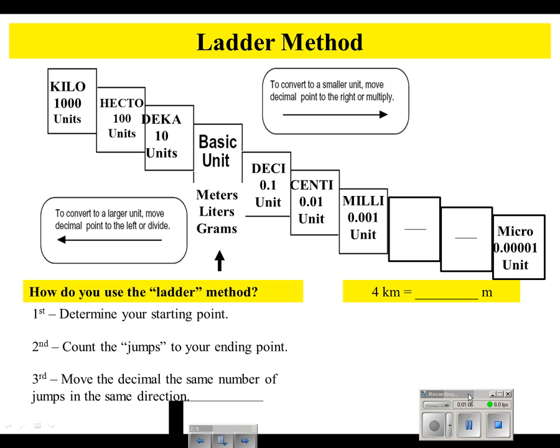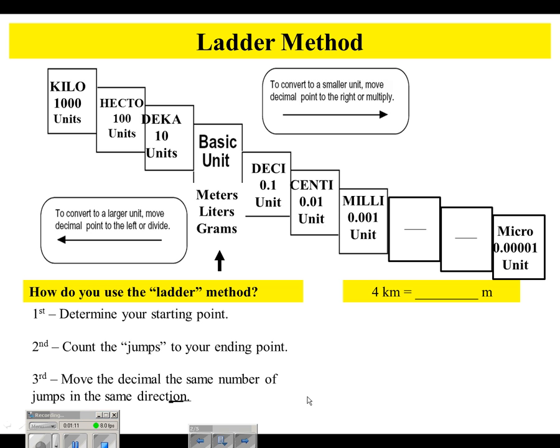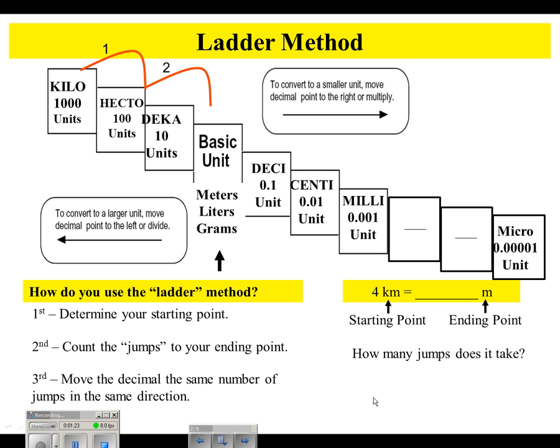If we have 4 kilometers and we want to know how many meters that is, we start at kilometers as our starting point and meters as our ending point. How many jumps does that take? We see 1 from kilo to hecto, 2 from hecto to deca, and 3 from deca to our basic unit, meters. So we put the decimal point at the end of the 4, count our decimal places, and that equals 4,000 meters.